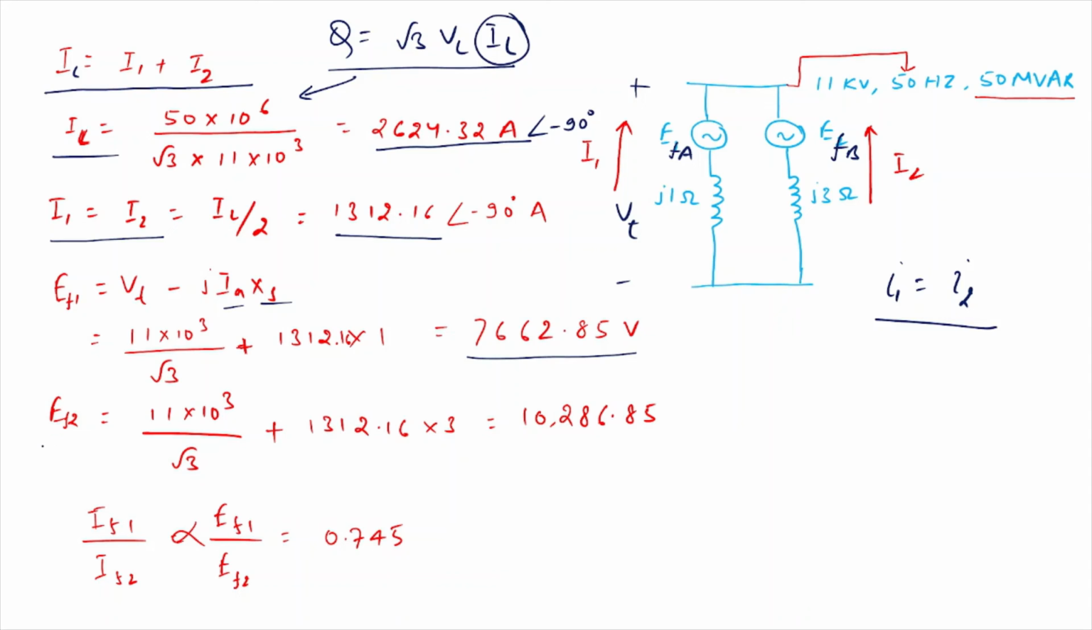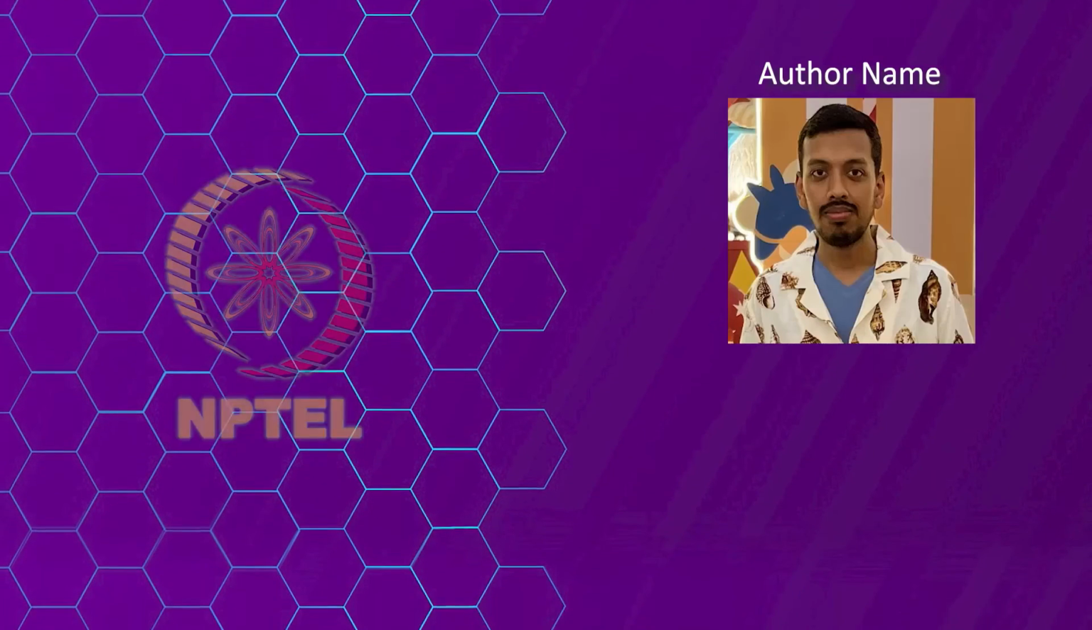Now for EF2, it would also be VT minus j IA2 XS, and here XS is 3 ohm, but IA2 is the same. So overall EF2 turns out to be 10,286.85 volt. This is also perfect. Now we discussed that IF1 by IF2 will be the ratio of EF1 by EF2, that is 7662.85 divided by 10,286.85, and that turns out to be 0.745, and this was the answer provided by IIT Roorkee. Thanks.